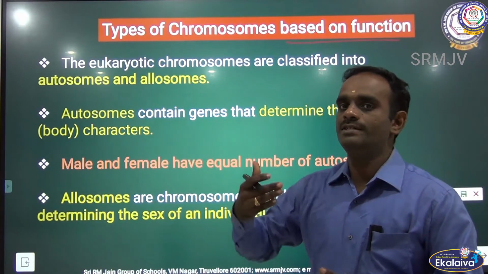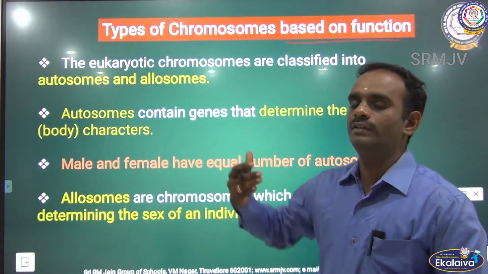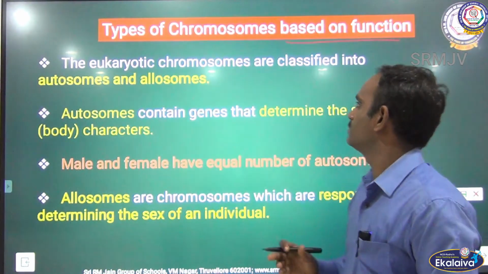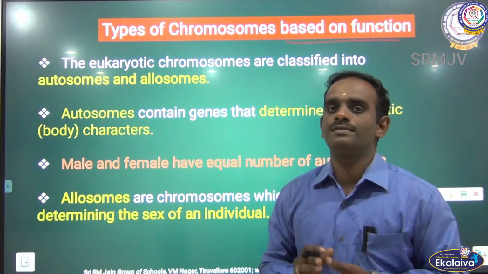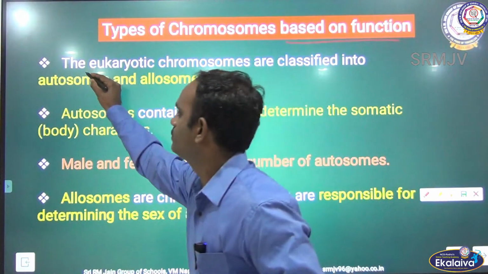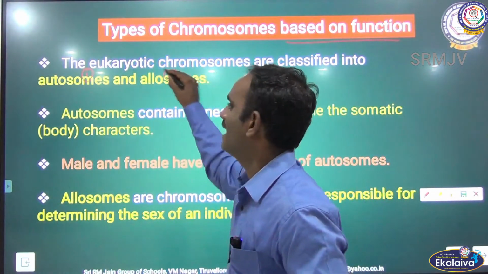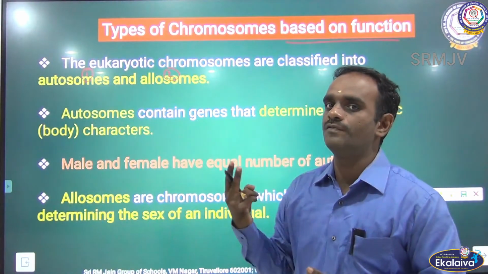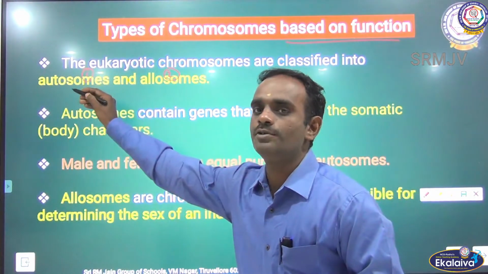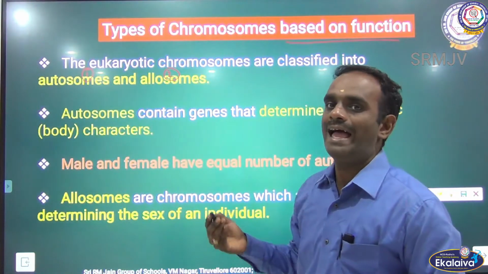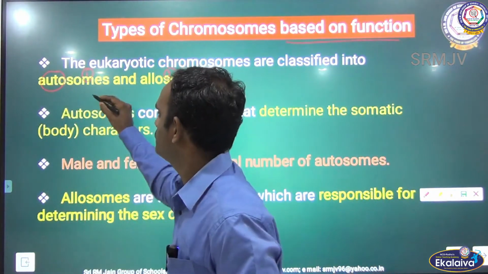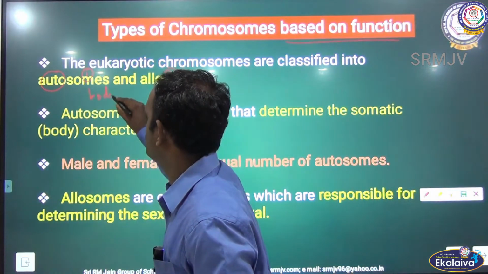Yes, so based on the functions, what are the different types of chromosomes? The eukaryotic chromosomes are classified into two types. One is autosomes and another one is allosomes. Once again I am repeating, two different types of chromosomes: autosomes and allosomes. Autosomes means body chromosomes.